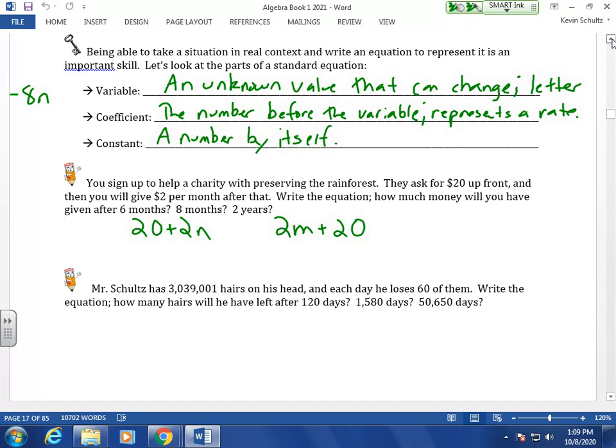That 2, our coefficient, represents the rate at which we donate, $2 per month. Okay, our month is the variable because that's what we want to figure out. That's what we're testing, right? How much will we give after 6 months, after 8 months, after 2 years, right? That's what's changing. The $20 is the constant because that value doesn't change whether you're a member or you're contributing for 1 month or 10 years, right? You pay that when you start, so that value is always there.